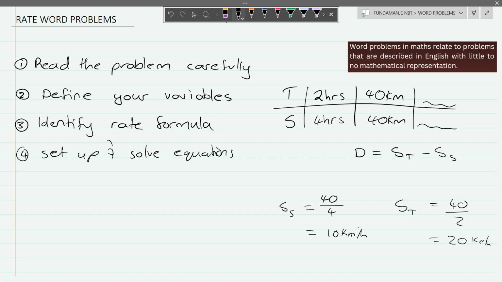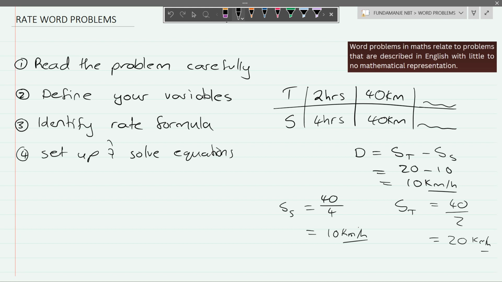And then lastly, you solve it. So now you substitute your values. Say, okay, 20 minus 10. The difference in their speed is 10 kilometers per hour. And then all that you have to do is make sure your units are correct. You've been using kilometers per hour all throughout, and that's about it.